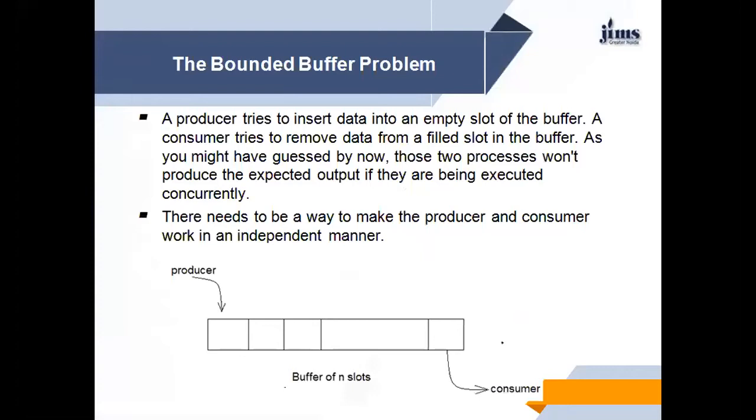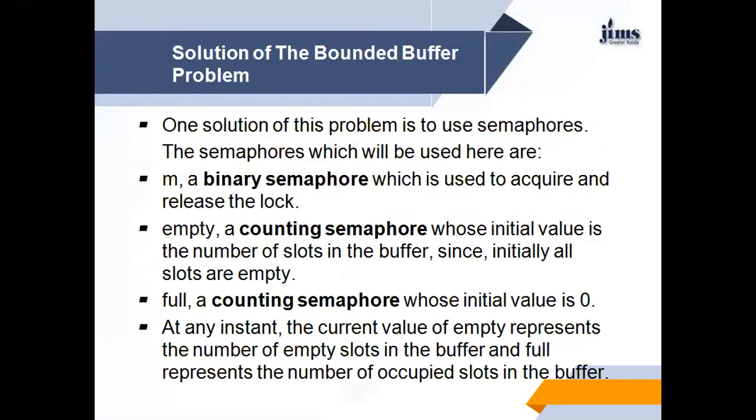As you might have guessed by now, those two processes wouldn't produce the expected output if they are being executed concurrently, since the producer will produce and the consumer will consume. So there needs to be a way to make the producer and consumer work in an independent manner. One solution to the bounded buffer problem is to use semaphores.